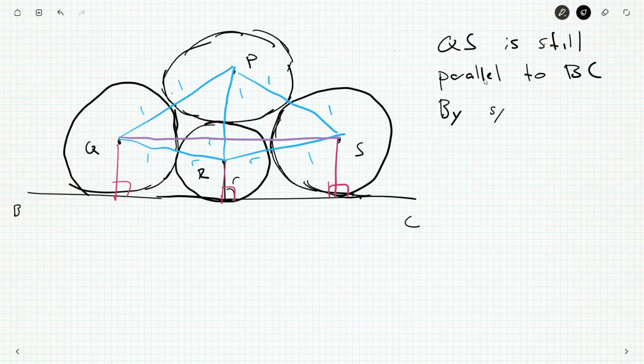By symmetry, PR is perpendicular to BC. P has got to be right above R, otherwise you would not be able to cram them in here. And I think it's clear that you say by symmetry in this case. So that means I get right angles here.